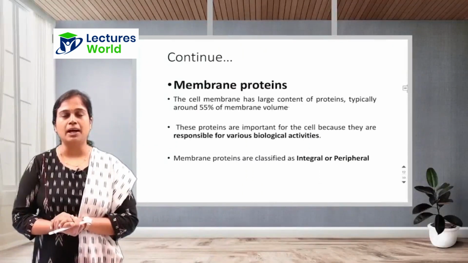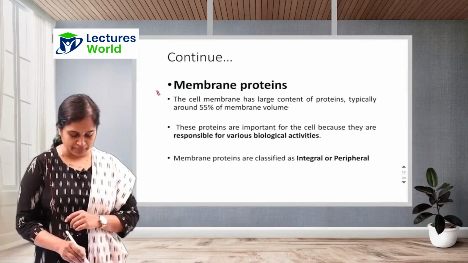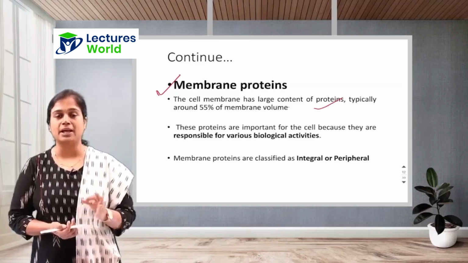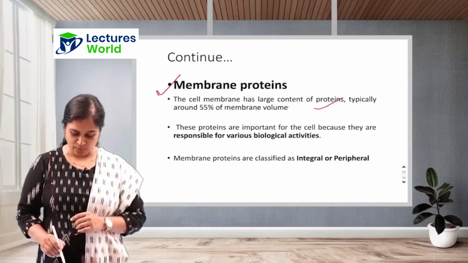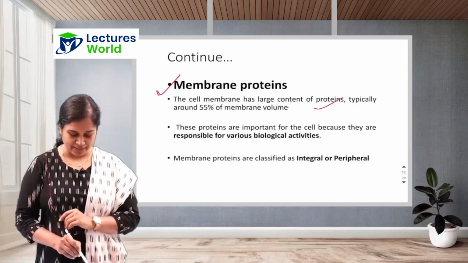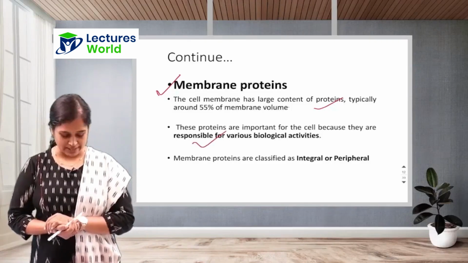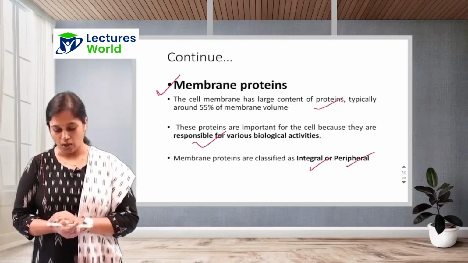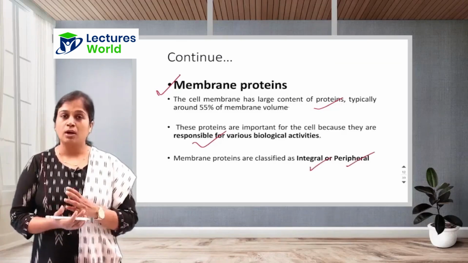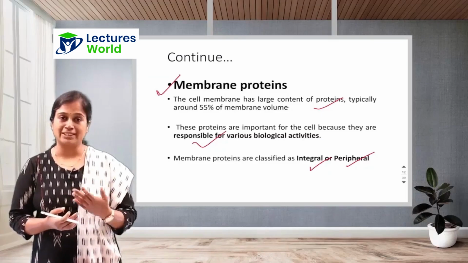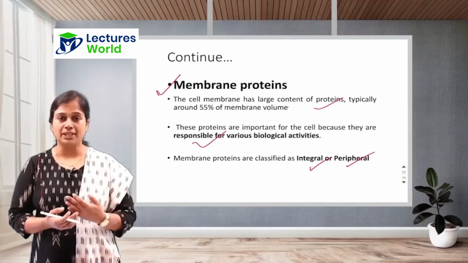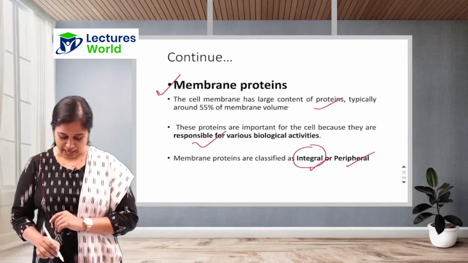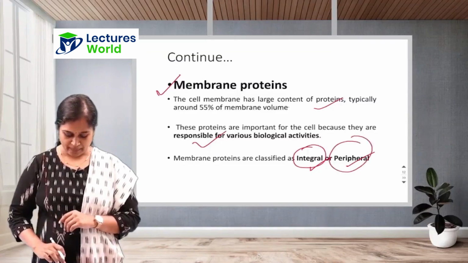Now talking about another component of the plasma membrane, that is the membrane protein. The cell membrane has a large content of proteins, typically about 55%. And these proteins are important because they are responsible for various biological activities, and the membrane proteins are classified into two types, integral or peripheral proteins. So another major component of the plasma membrane is protein. There are two types of plasma membrane protein. One is the integral protein and the second is the peripheral protein.